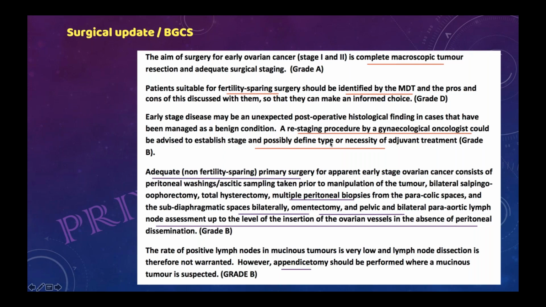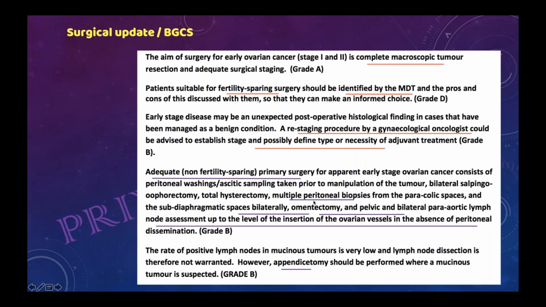Another important part to learn: if you find a scenario like they gave you, where surgery has been done for a benign condition, and post-operative histopathology shows an unexpected cancer, in that particular situation, a restaging procedure has to be done by the gynecology oncologist. So maybe you may get a question from this line. Okay, and if fertility sparing surgery is not required, then they have to do optimal surgical staging.